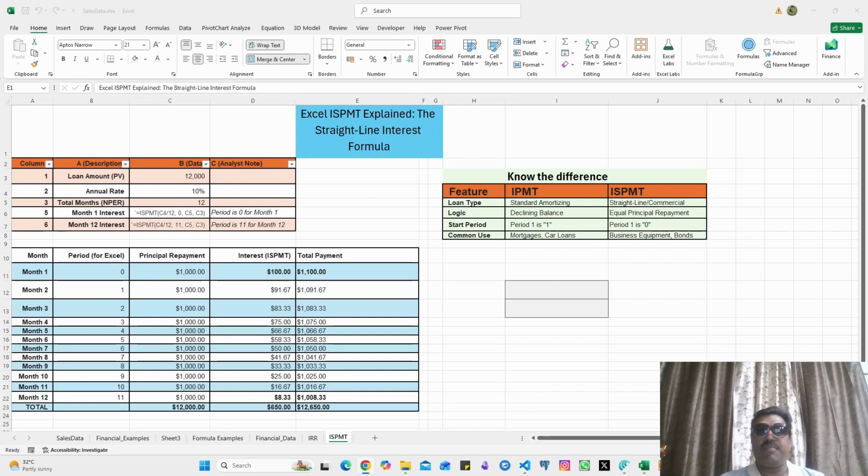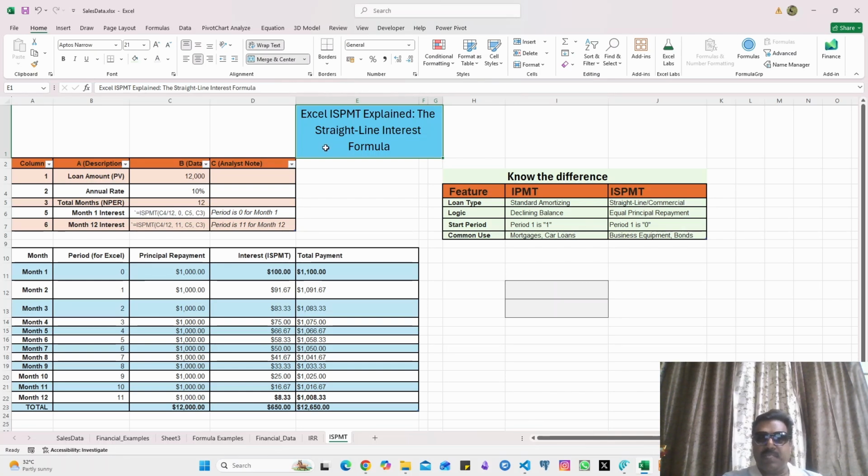Hello everyone and welcome to our Excel AI Analytics series. While we have previously mastered the standard interest tracking, today we are exploring a more specialized tool in the Analyst toolkit, the ISPMT function. To a layman, the ISPMT is the straight line interest tracker. While most consumer loans utilize a declining balance where your total payment stays fixed, many commercial loans and investment structures follow a different convention. ISPMT calculates interest based on a linear repayment schedule.